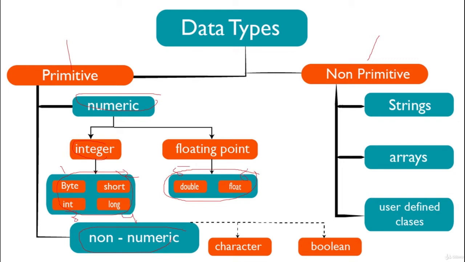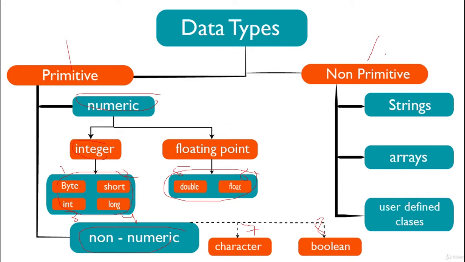The seventh data type is non-numeric, called character. So character will be like A, B, C, or D, or any character. Boolean is the eighth type, which consists of a value either true or false. We will see them also in the next video, in the next slide. Now let's move to non-primitive.